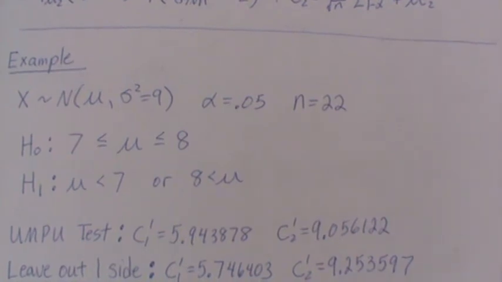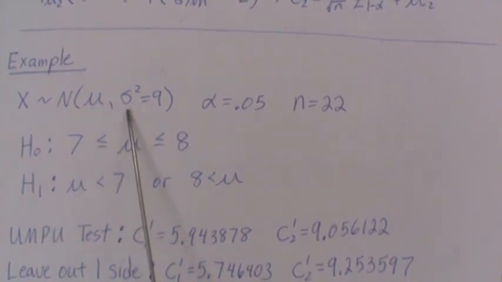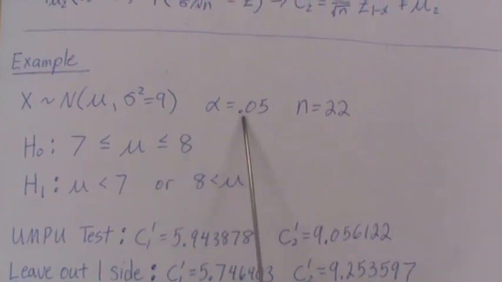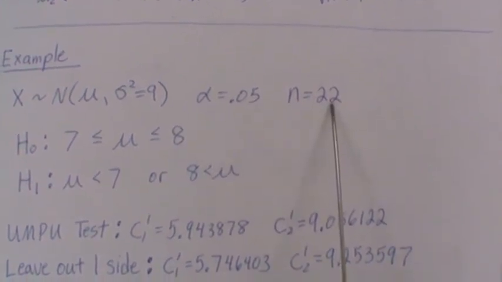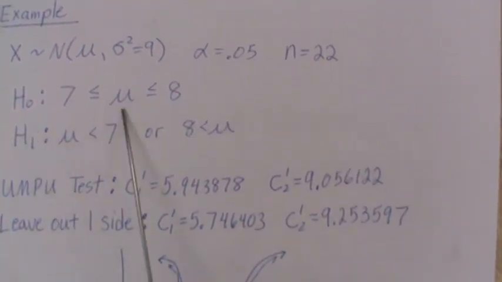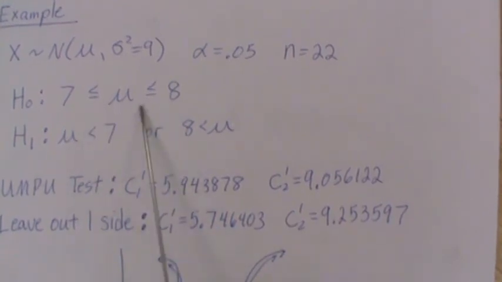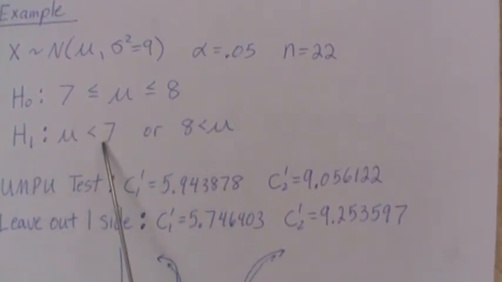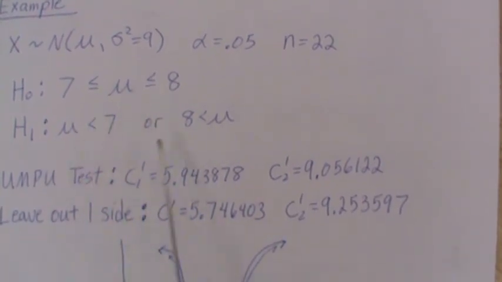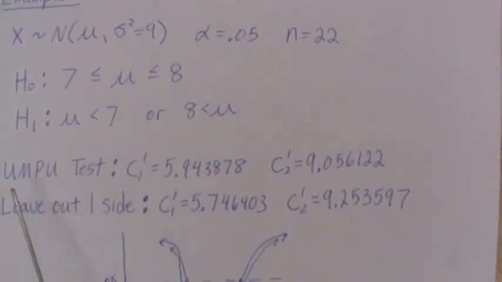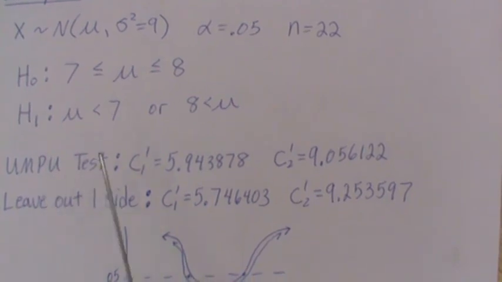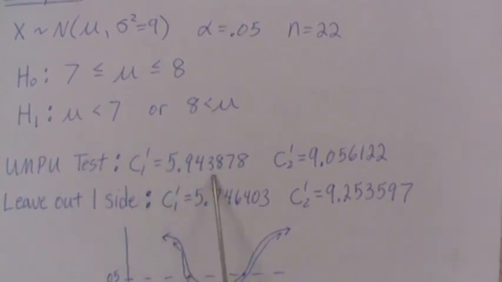Now, the example we're going to do, if you want to fiddle with this before the next video, which is an R illustration, is that we assume our data is normally distributed with some mean and known variance of 9, alpha is 0.05. We take a sample size of 22. The null hypothesis is that mu is between 7 and 8. The alternative is that it's either less than 7 or greater than 8, right? And that's a composite versus composite hypothesis. The uniformly most powerful unbiased test is given when C1 prime is this and C2 prime is this.